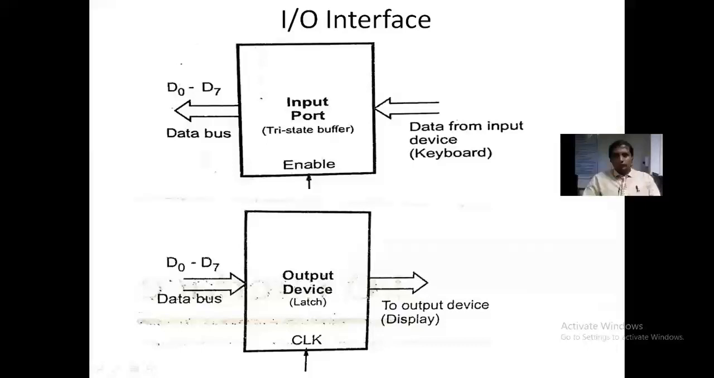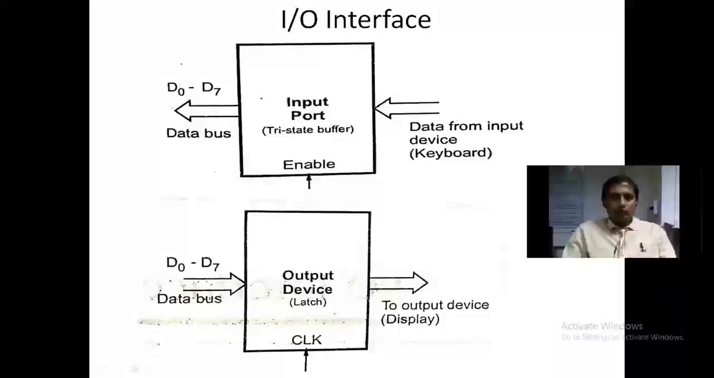In 8086 generally we have two ports: one is called an input port, the other is called an output port. In the previous video I also explained the same diagram. If it is an input port, the processor receives the data from the input device through a buffer, so data is transmitted from the input device to the buffer, then from the buffer to the processor. Whereas in the case of an output port, the name is latch.